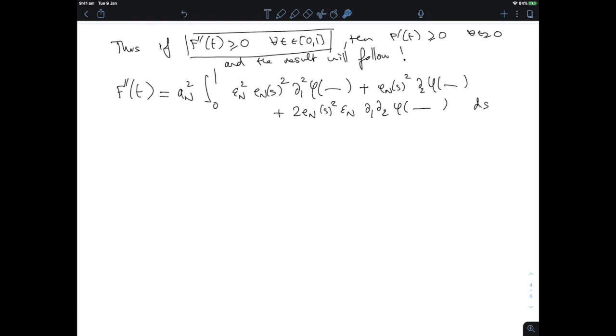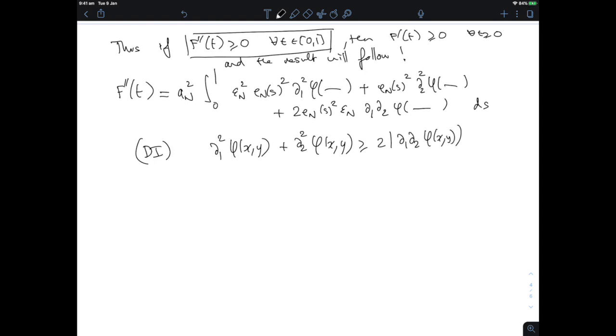And I'm going to guarantee that, completely irrespective of n, by putting a new condition on phi, which is a differential inequality. I'm going to ask phi to satisfy d1 squared of phi of x, y plus d2 squared of phi of x, y. I want that to be always greater than 2 times the absolute value of d1 d2 phi of x, y. And I want that for every x and y in R.